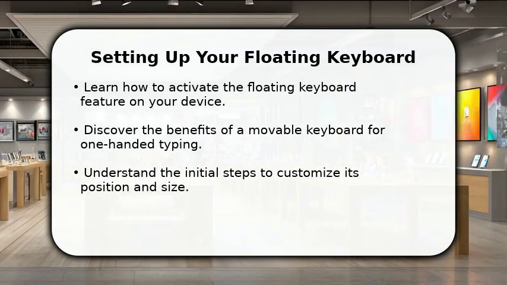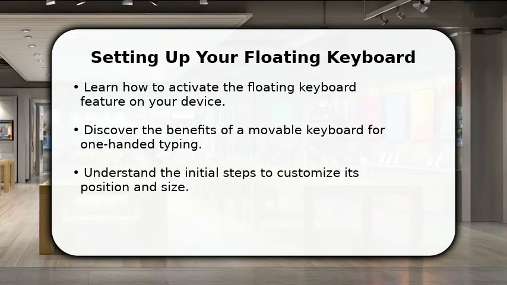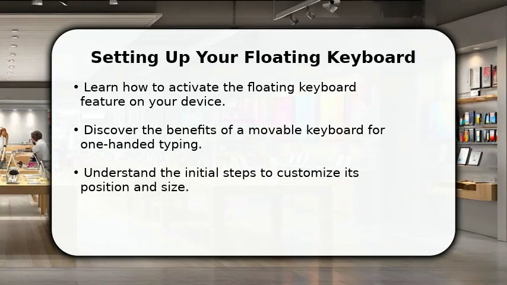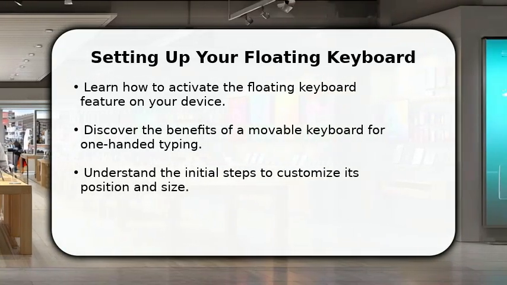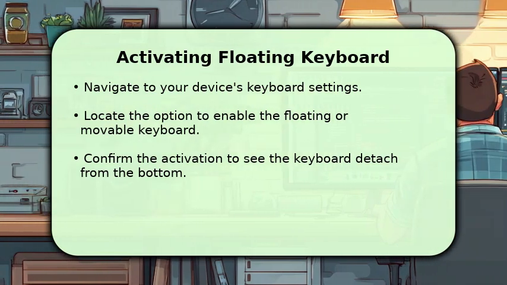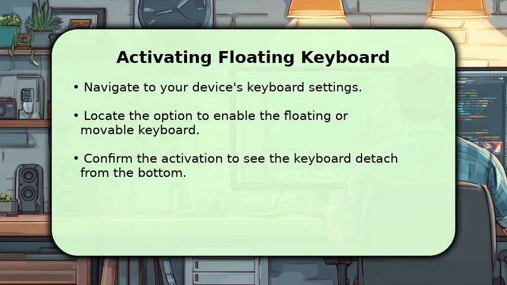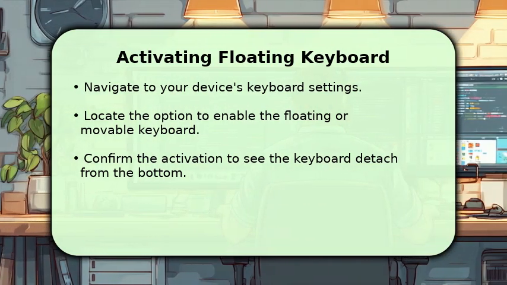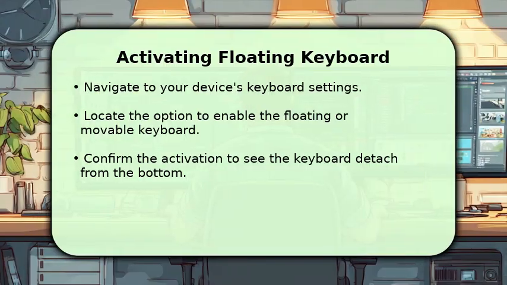This initial step is crucial for unlocking the flexibility of a movable keyboard, allowing for more comfortable one-handed use across various applications. Once you're in your chosen keyboard settings, look for an option labeled Modes or Layouts. Within this section, you should find a toggle or selection for floating keyboard or one-handed mode. Simply tap to enable this feature.